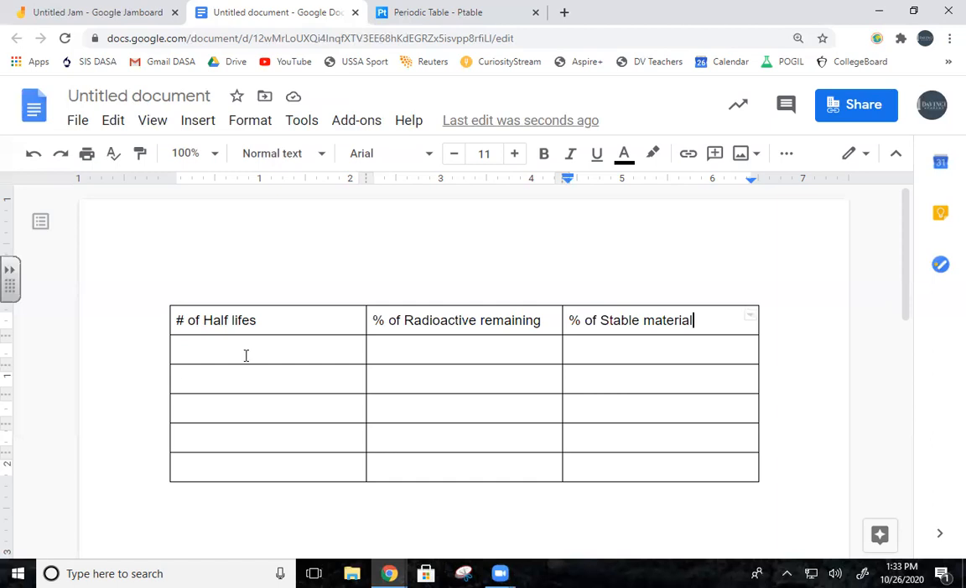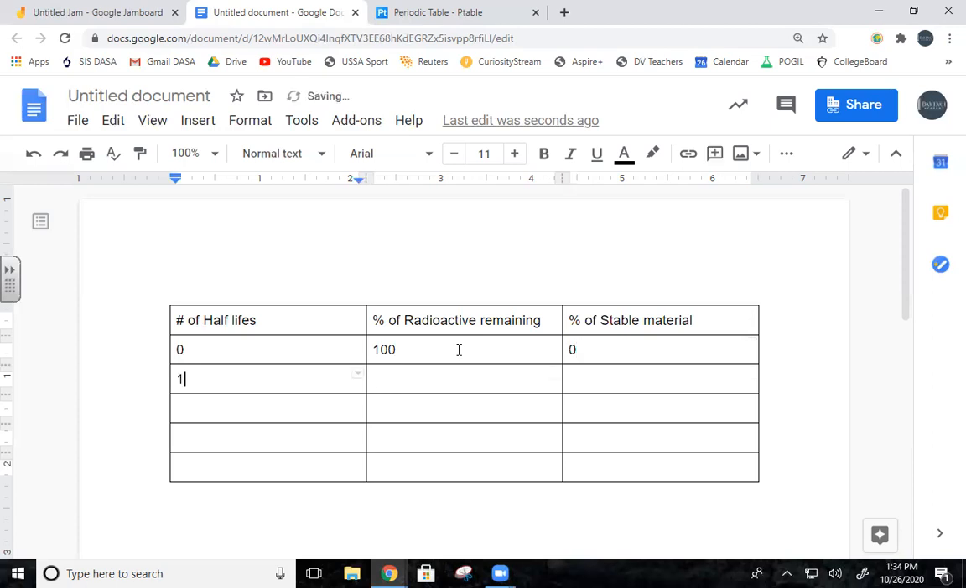So we're going to start off with 0. This one's pretty simple. After 0 half-lives, what will remain of our radioactive material in terms of a percentage? Carl? 100%. Pretty easy. And the stable material will be 0%. The stable material is the stuff that it decays into. For instance, lead in the example of uranium. Okay? That's pretty simple.